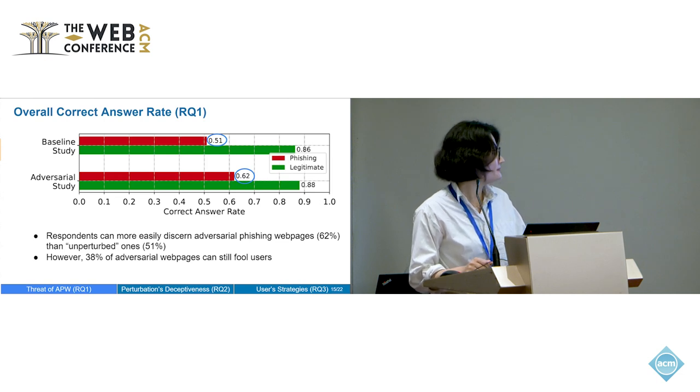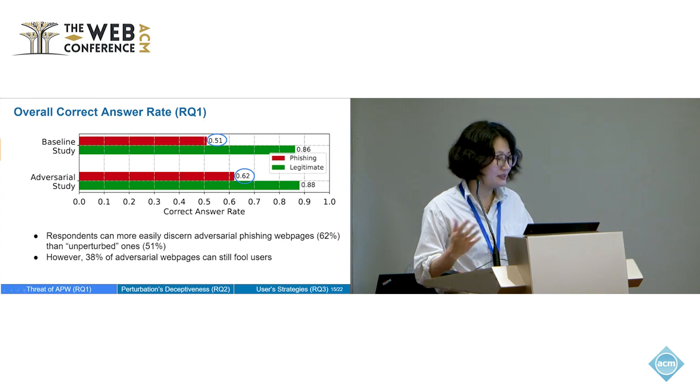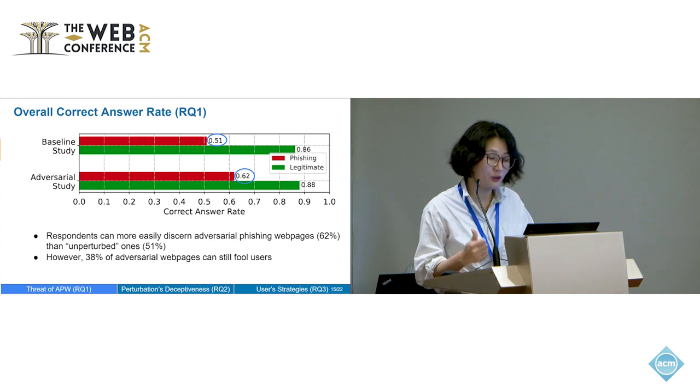0.62. So as I said, the adversarial phishing web pages all bypass the machine learning detector, but only 0.62 of them were recognized by users. So that means 38% of the adversarial phishing web pages can still fool both users and the detector.